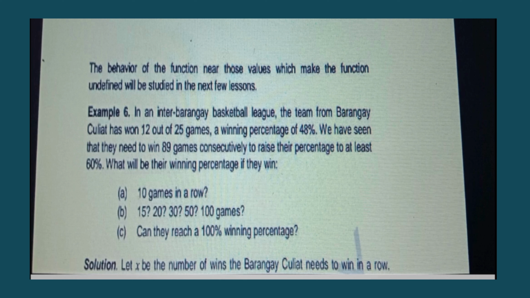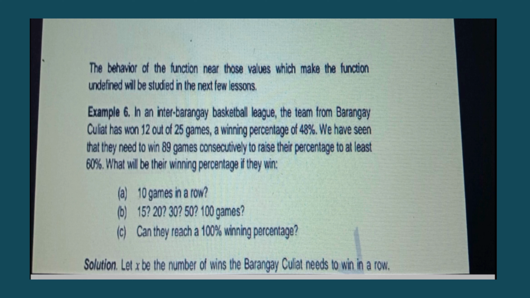In an entire barangay basketball liga, the team from Barangay Colyart has won 12 out of 25 games, a winning percentage of 48%. We have seen that they need to win 89 games consecutively to raise their percentage to at least 60%. What will be their winning percentage if they win A. 10 games in a row, B. 15, 20, 30, 50, 100 games, C. Can they reach a 100% winning percentage?